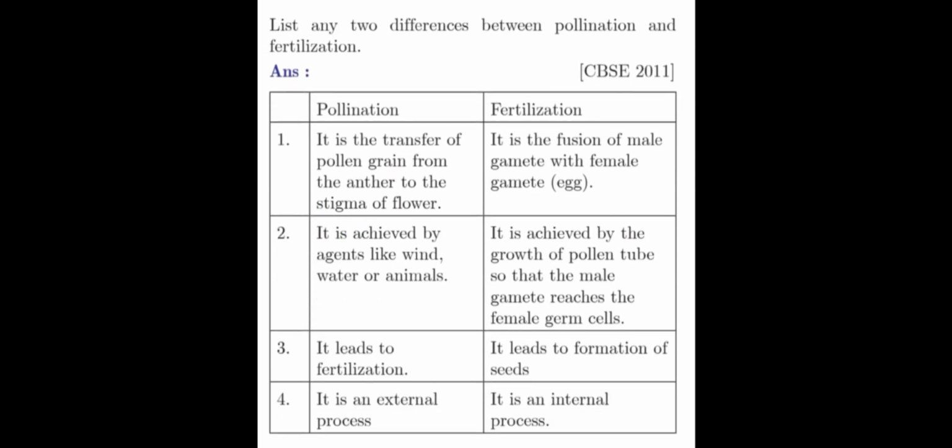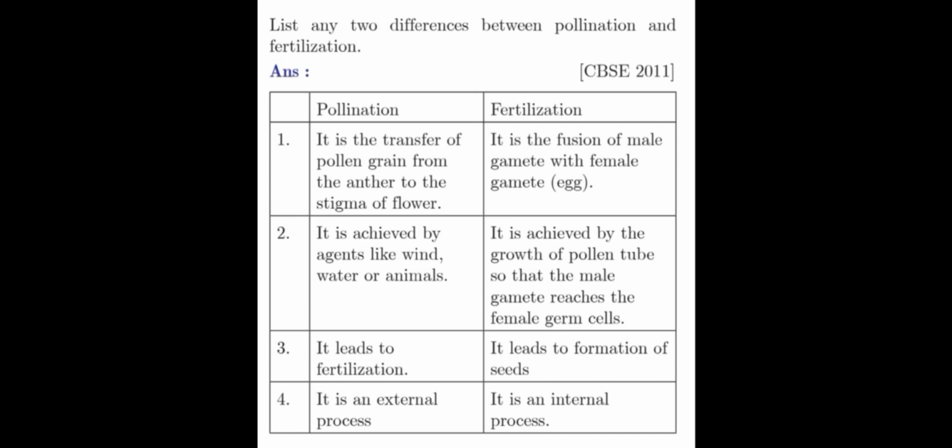Question number 2. List any two differences between pollination and fertilization. Answer. Pollination is the transfer of pollen grains from the anther to the stigma of flower. Fertilization is the fusion of male gamete with female gamete.